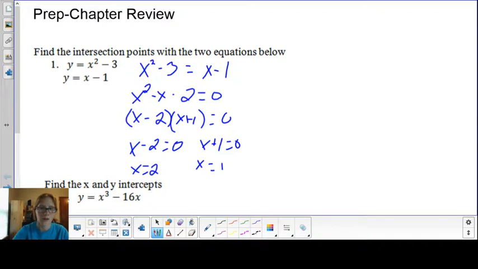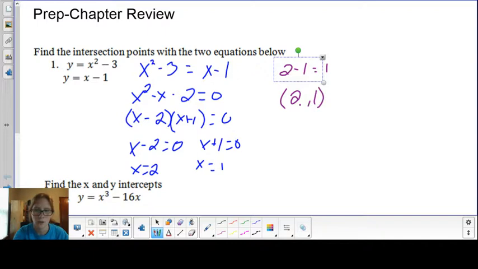So then I'm going to go ahead and plug those in. Again, I want to find the easiest possible one to do. So I'm going to do the second one because I don't have to square stuff. So I have 2 minus 1, which is 1. So my first intersection point is the point 2, 1. And then I have negative 1 minus 1, which is negative 2. So I have the point negative 1, negative 2.